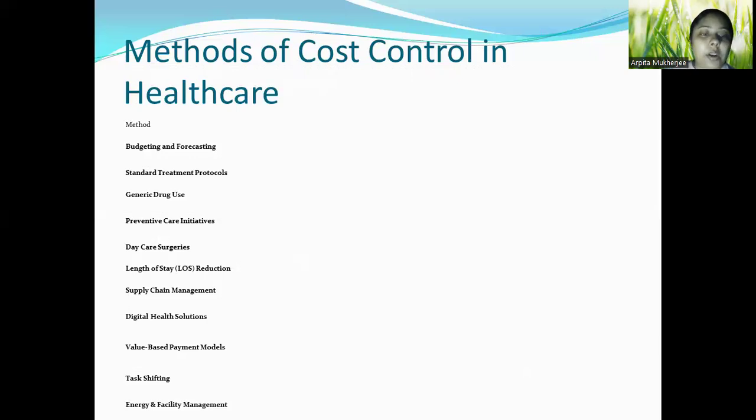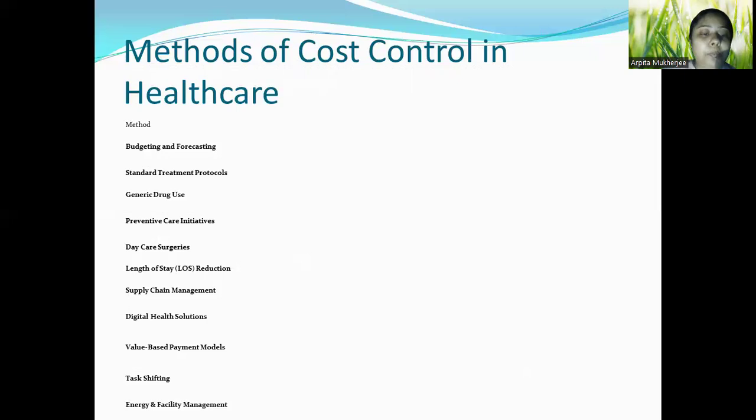Sixth is the length of stay reduction. Discharge patients faster by improving efficiency in care. Seventh is supply chain management, where we negotiate better prices and manage inventory more efficiently. Eighth is the digital health solutions, where we use telemedicine, electronic health records, and automation to save time and money.